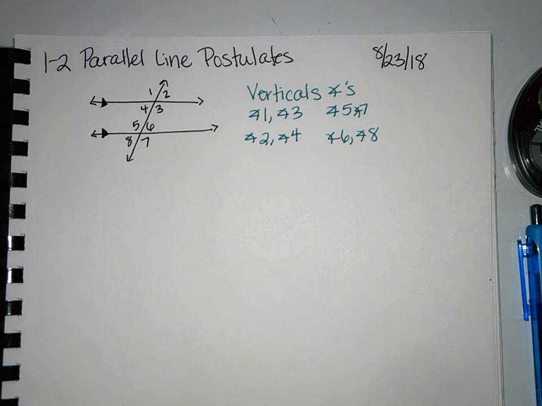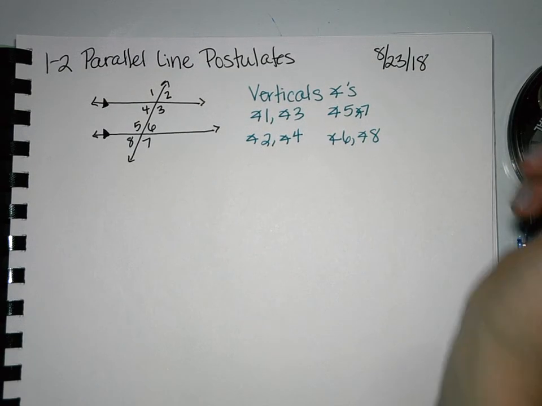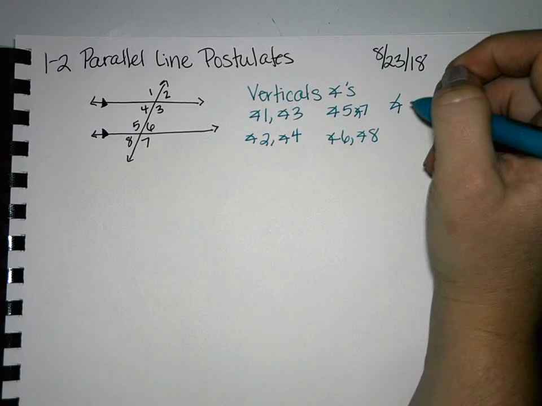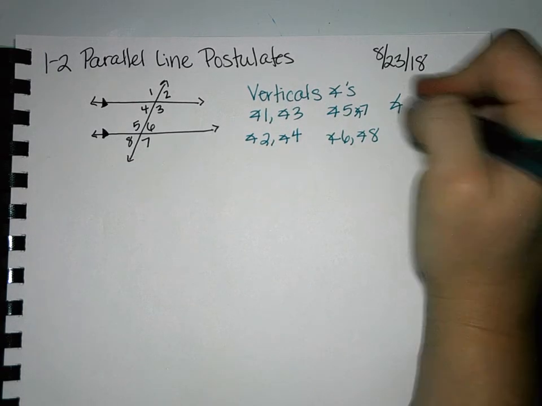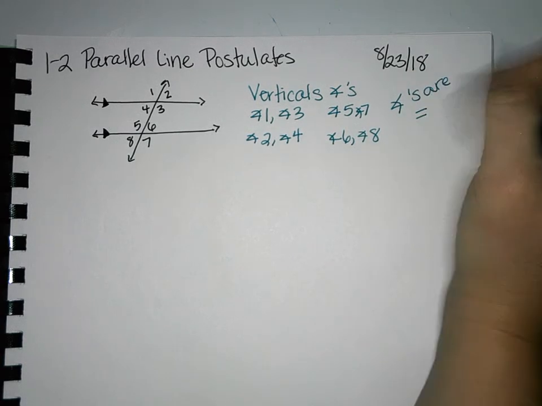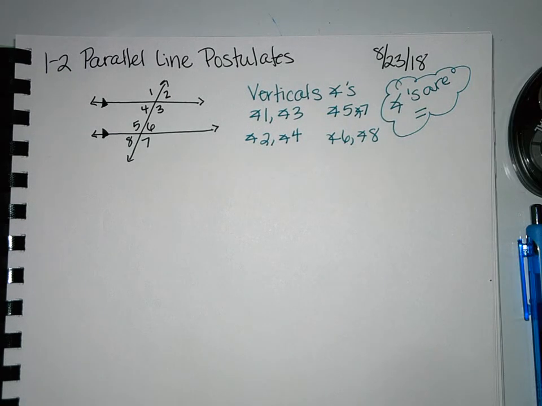Now, what do we know about the measurements of vertical angles? They're the same, or that they're equal, or even that they're congruent. All of those terms are good. So one of the things you want to make note of is that the angles are equal, because this is going to be the piece that we use to set up our equation. So if ever you see vertical angles, we set them equal to one another. Okay, let's go on to the next type.